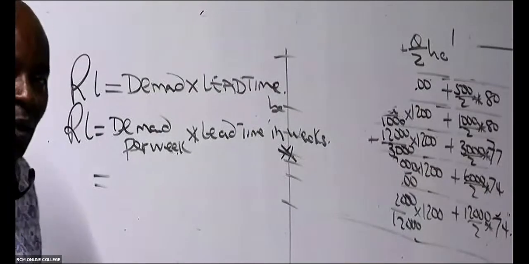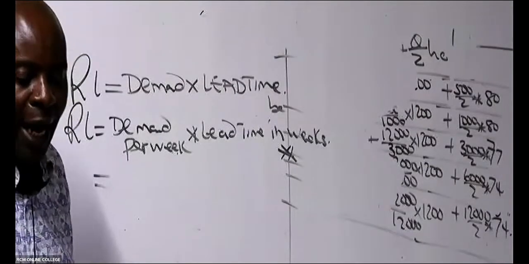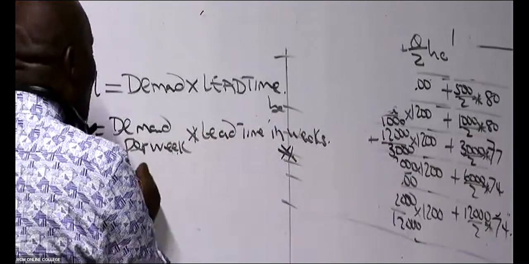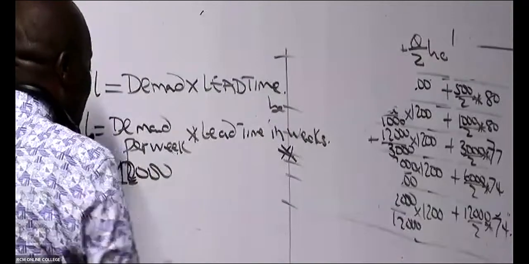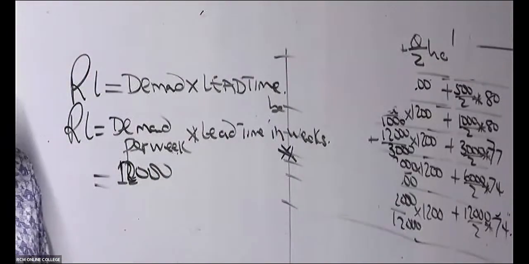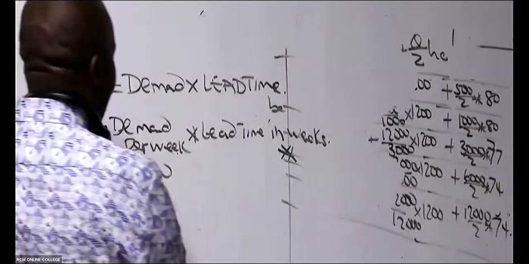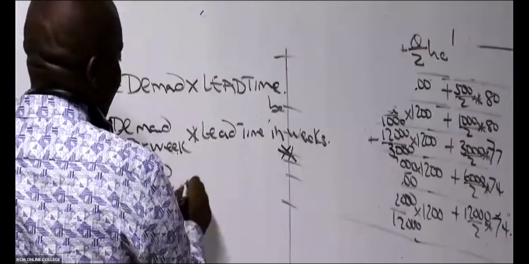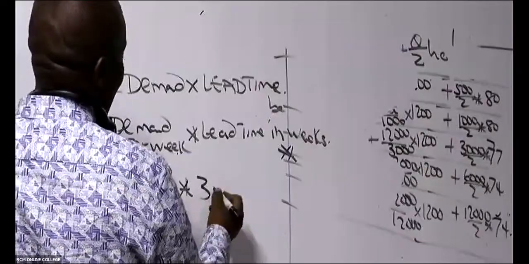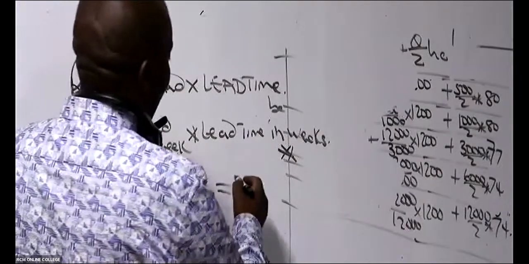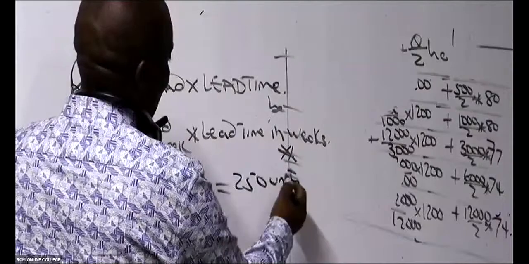Are you able to remember the annual demand? 12,000. Do we know how many weeks make a whole year? From note number 6, they are 48. So to get demand per week, divide this by 48, times lead time, in this case 3 weeks. So are you able to give us this reorder level, that amount that you must set aside? In this case here, we are being given 250.